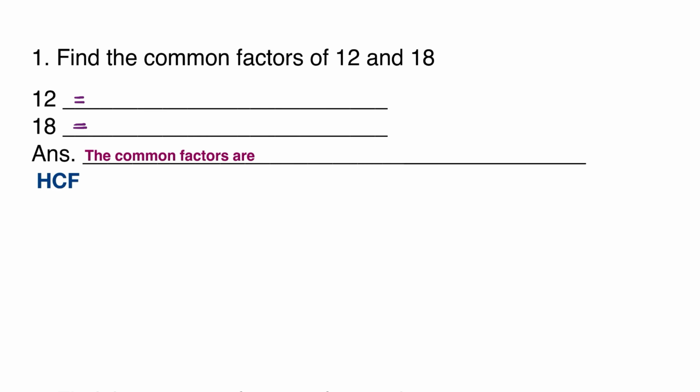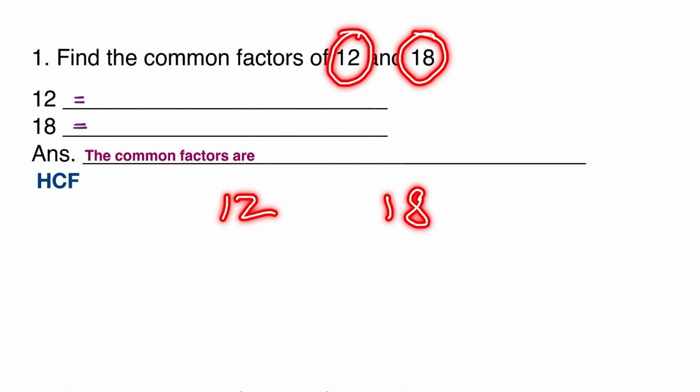Welcome back to my channel, everyone. I'm going to show you a very easy way of finding the factors of 12 and 18. The first method is going to be the common factor method. What I am going to do here is place these two numbers here, 12 and 18.